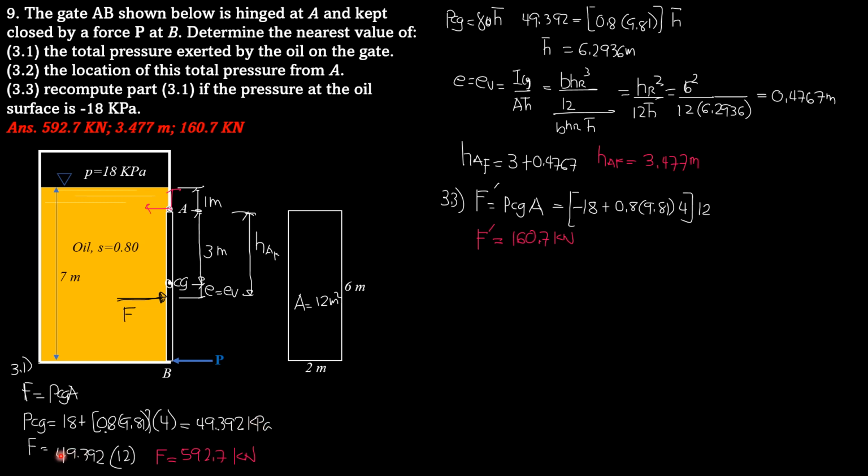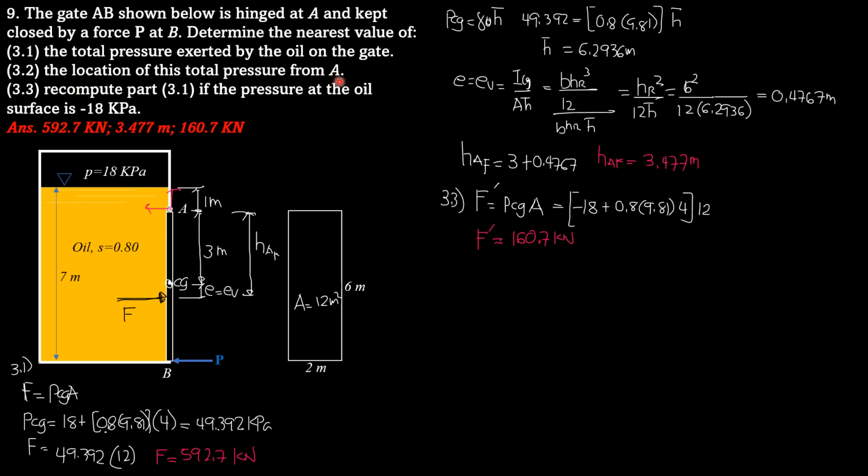So we use the formula for F, which is just pressure at centroid times area. The area is 2 by 6, so 12 square meters. So pressure at centroid 49.392, area 12, so F is 592.7 kilonewtons. So that's the answer to 3.1.